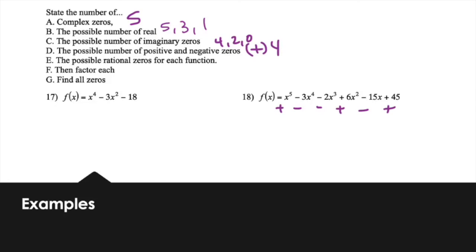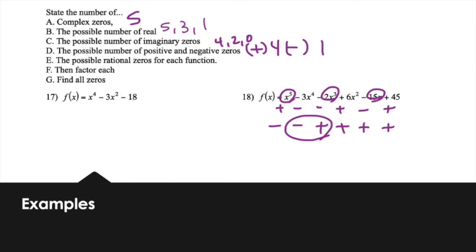And now we're going to do negatives. Now negatives, we switch them when they're odd. We keep them the same when they're even. So I keep this one the same. And I switch the others. Since it's positive here, I switch it to negative. I switch this one to positive. And I switch this one to positive. So we have one sign change for the negative. So we have one possible negative zero.